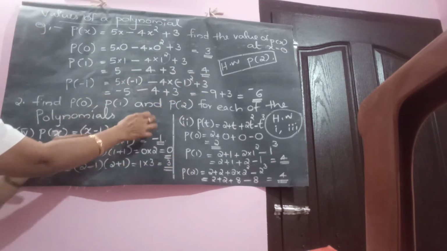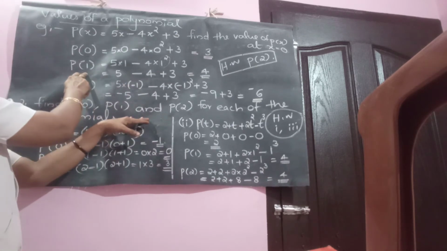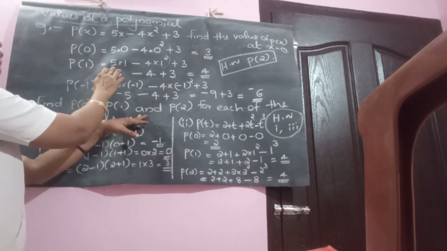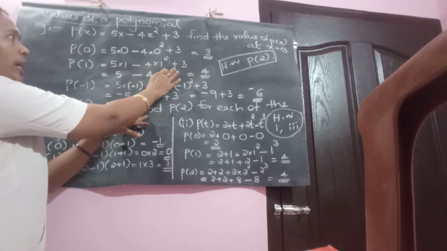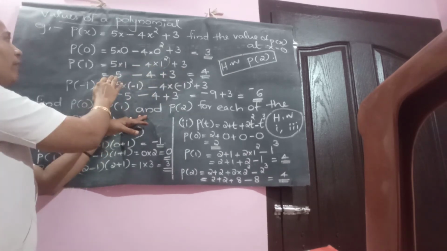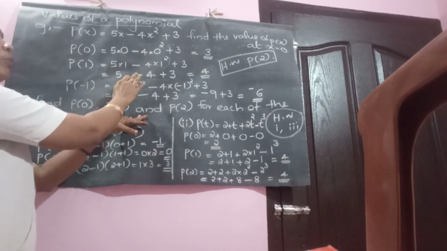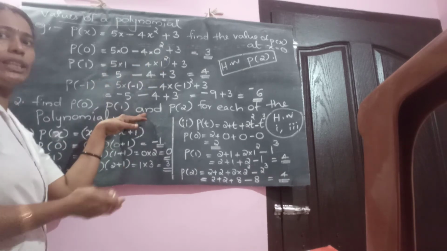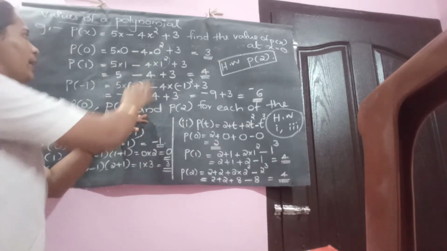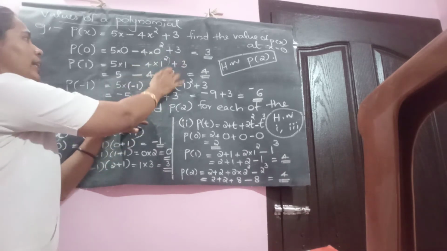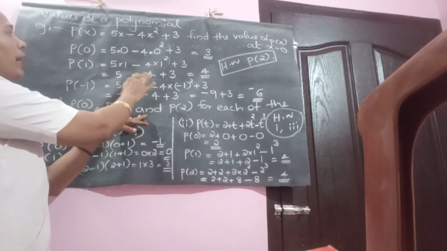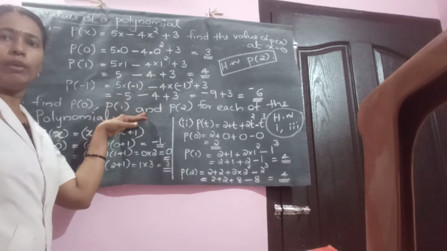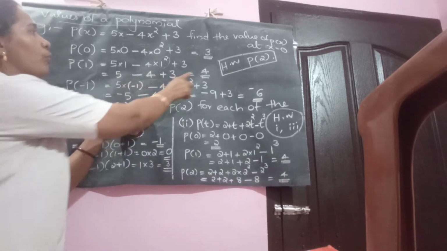Then instead of 0, let us give 1 for it. P of 1. So 5 into 1 minus 4 into 1 square plus 3. 5 into 1 is 5 itself. 4 into 1 square. What is 1 square? 1 itself. That means 4 itself. Plus 3 has no change. Then we have 5 minus 4 is 1. 1 plus 3 is 4.